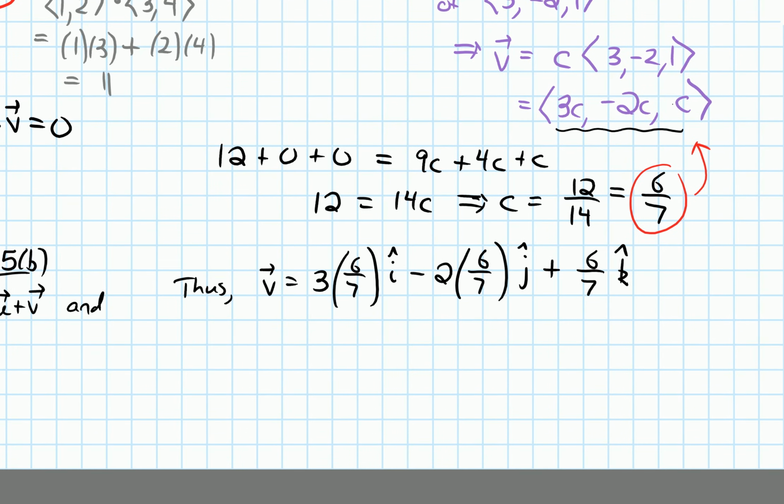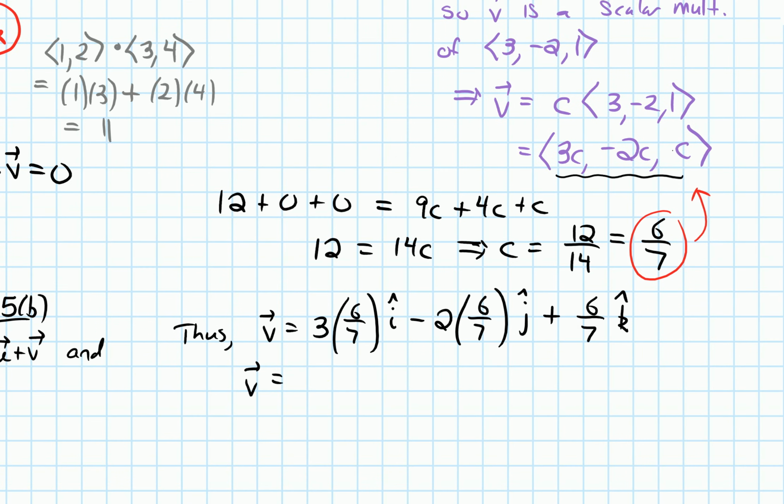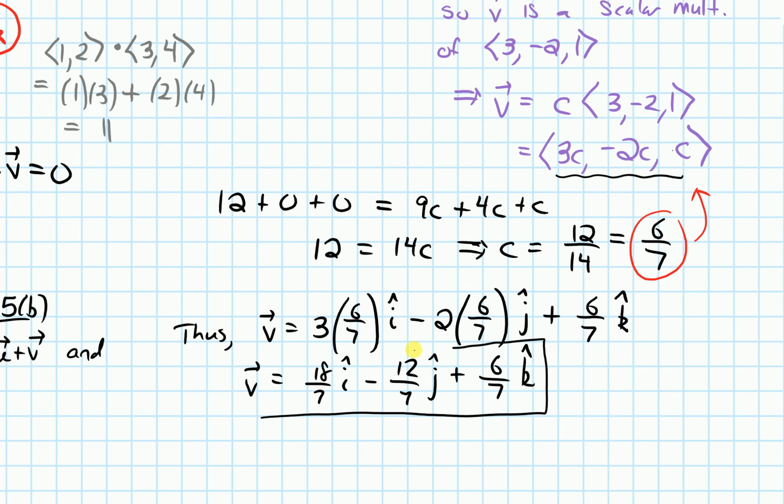All right, so we're almost done. We could just simplify this a bit. So we get v equals, if I multiply 3 times 6 over 7, I get 18 over 7 i hat. The next term is minus 12 over 7 j hat, and then last term plus 6 over 7 k hat. And that is my force vector. So that is it for this example.